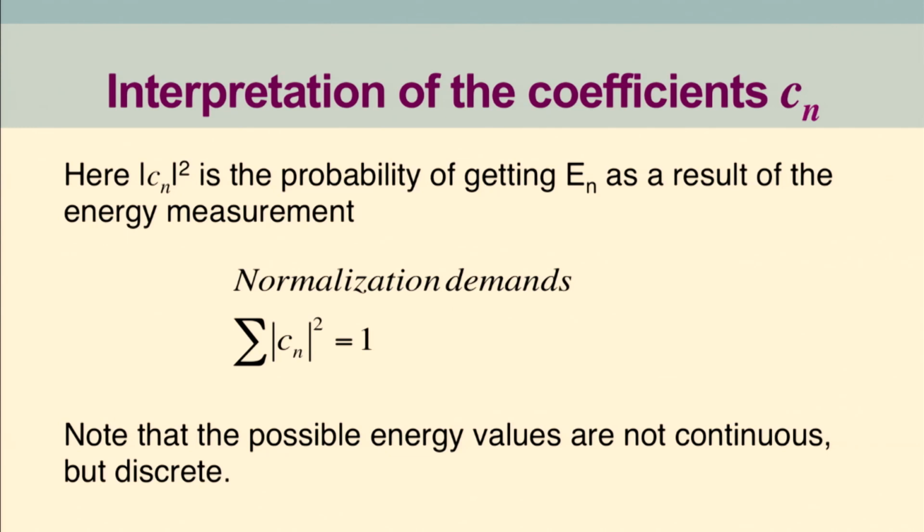So if a particle, before I measure it, exists in a given linear combination with the coefficient Cn, then the probability of finding the particle in the nth energy state is mod Cn square. This is the physical interpretation of this coefficient Cn. Notice that the possible energy values are again not continuous. It can only take discrete values.